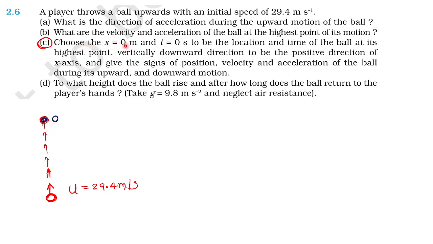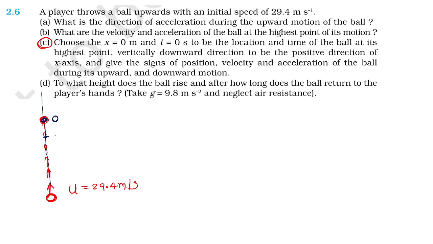They explained it in the question, so we have to mark it. And vertically downward direction is to be the positive direction of x-axis. So vertically downward, all of you please listen, vertically downward is to be the positive direction of x-axis. So let me draw an axis. This one is the origin, understood? Let us call it the x-axis. This is the positive direction of x-axis.